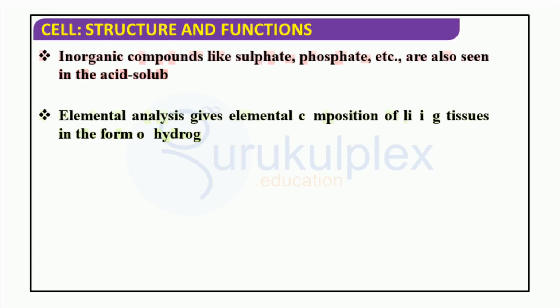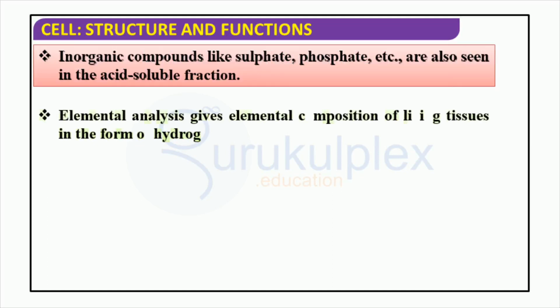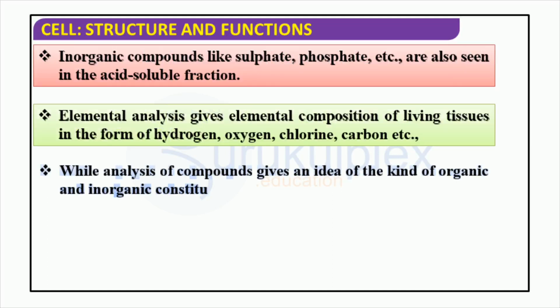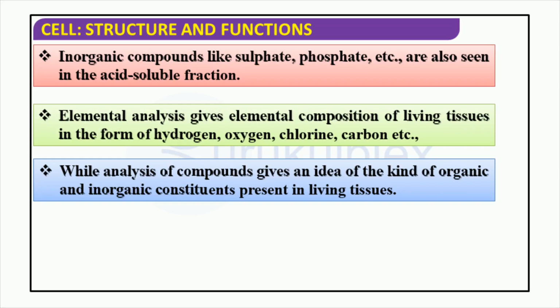Biomolecules are vital components of all living organisms. They can be located in the acid-soluble portion of inorganic substances, including sulfate and phosphate. They can also be uncovered in the elemental makeup of living tissues, being composed mainly of hydrogen, oxygen, chlorine, and carbon. Analyzing various compounds helps to gain an insight into the organic and inorganic components present in these tissues.